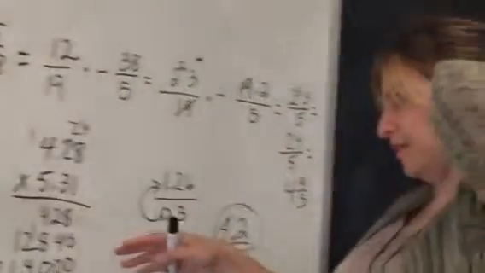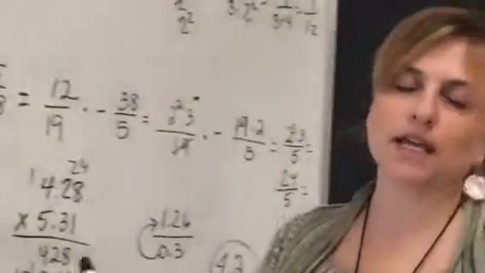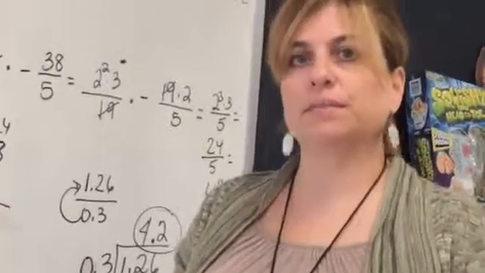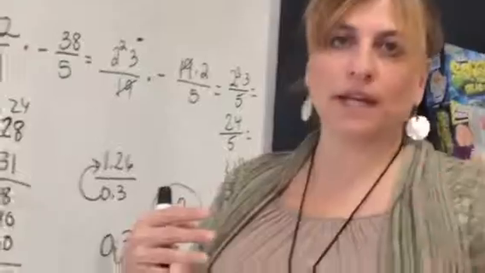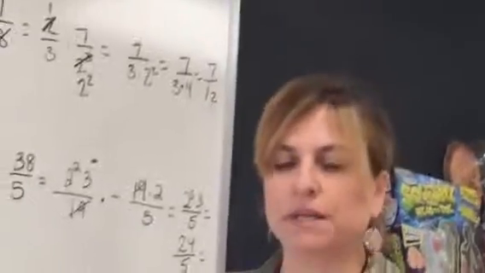If this was negative, you'd have to follow the negative rules. Remember, a negative divided by a negative is a positive. A negative times a negative is a positive. And if you have one negative and one positive and you're multiplying or dividing, it will always be negative.